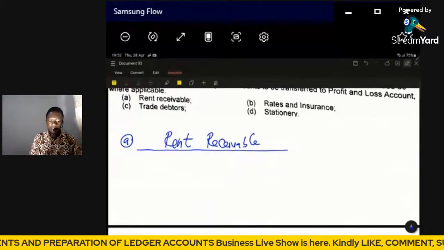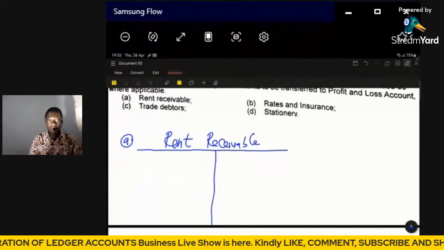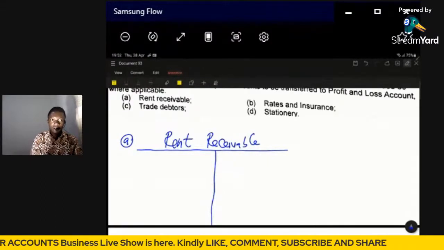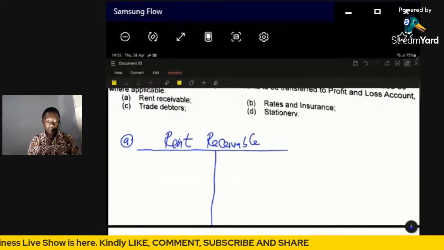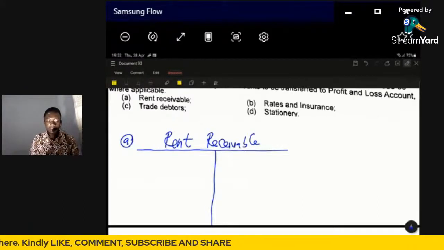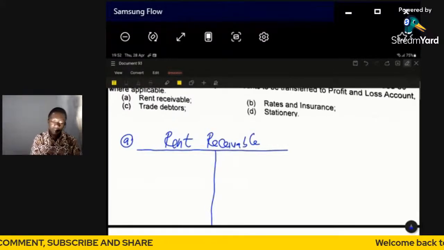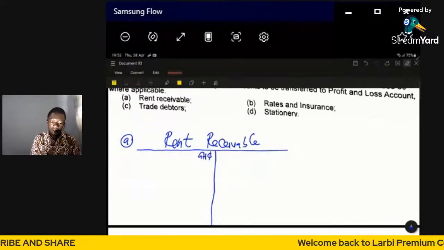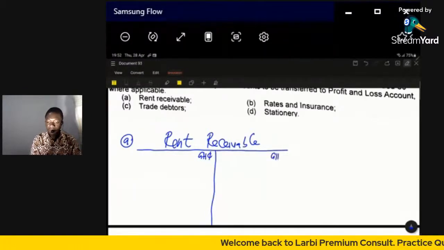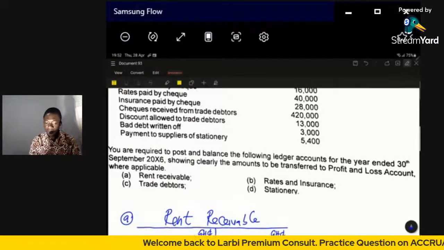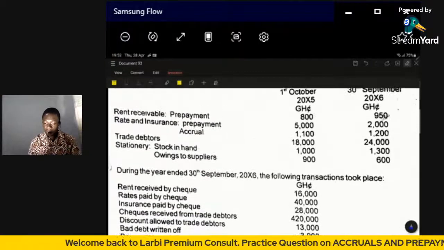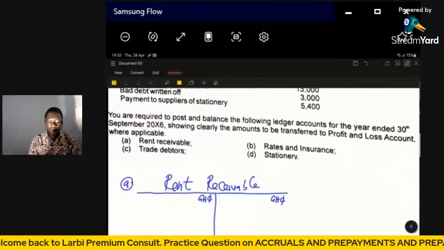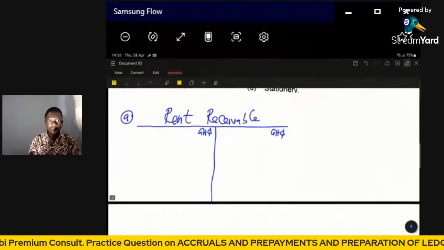You're going to have your T account. With a T account, where I'm positioned now, I can say that the left-hand side can be my debit. I'm going to have my currency recorded here as well. I think it was in Ghana cedis, right? So that is what we need to know.